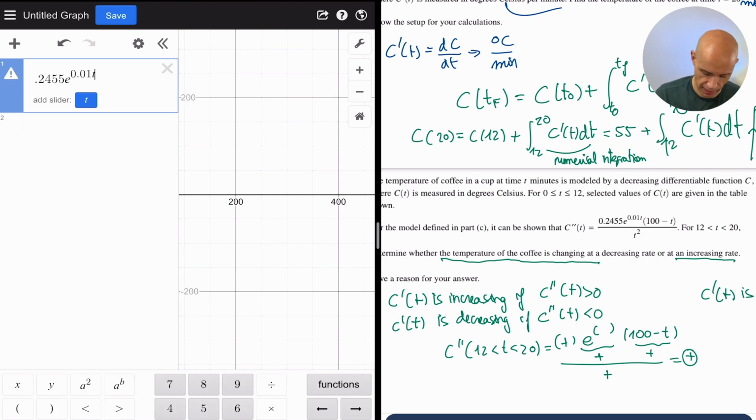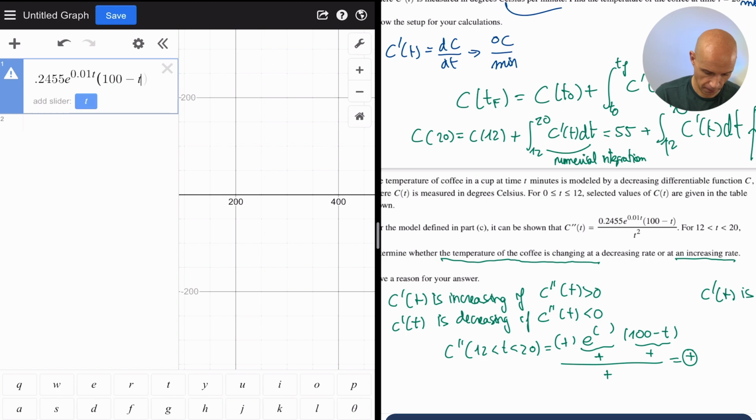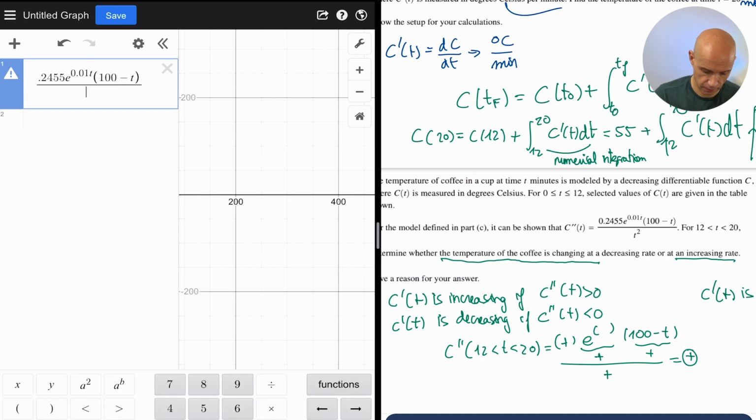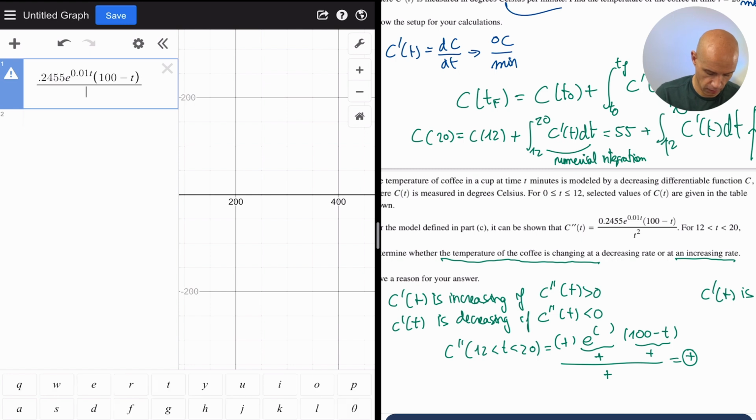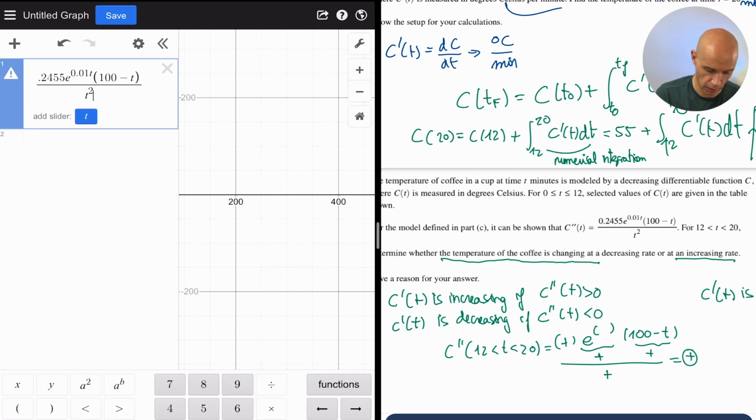And then we'll go back here, down, parentheses, 100 minus t, and then divide it by t squared, right? You could do it all with x, but if you do it with x, you will get a plot, which is also fine.